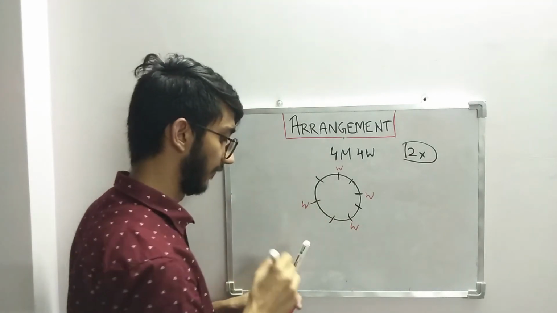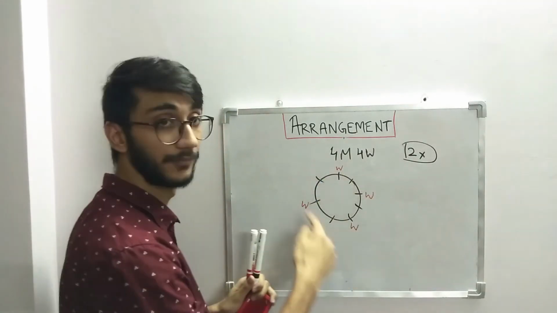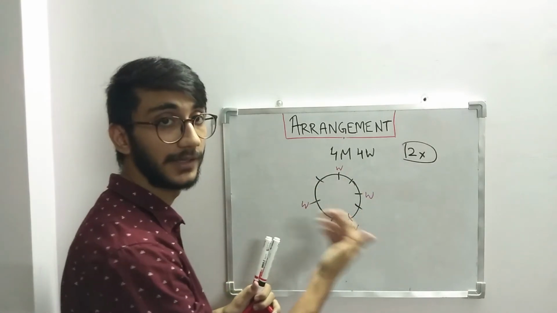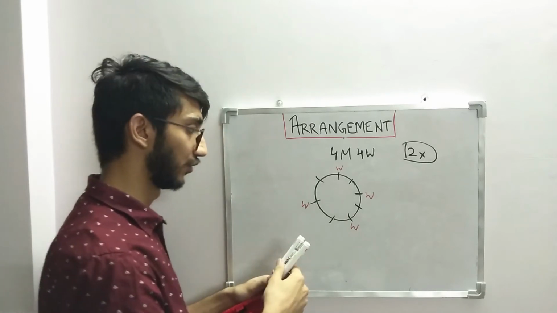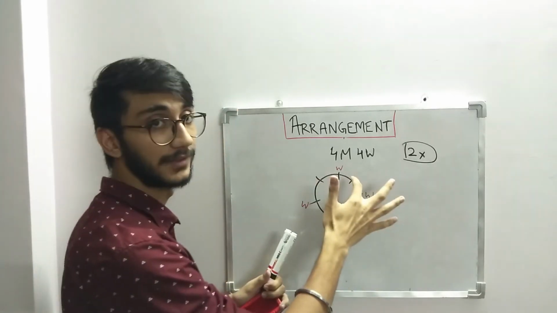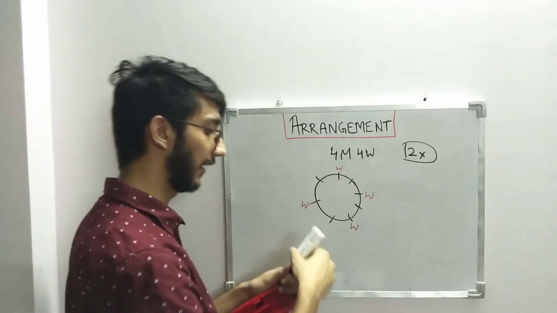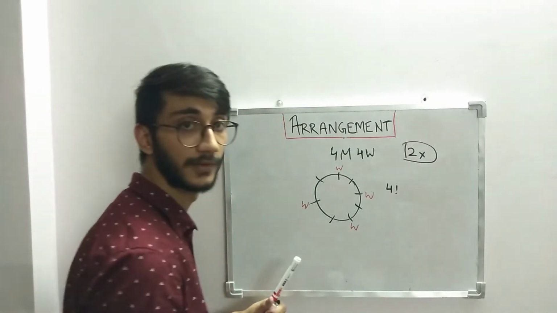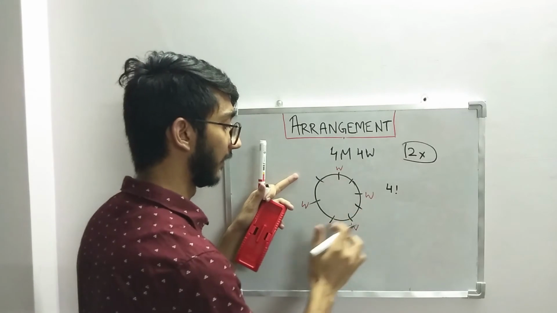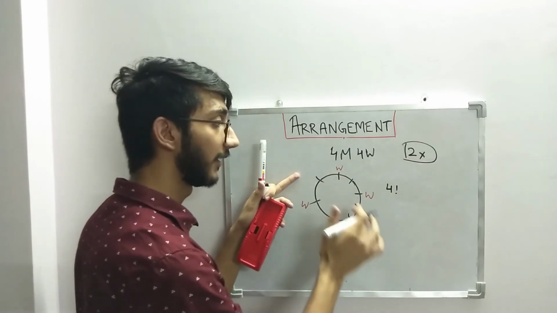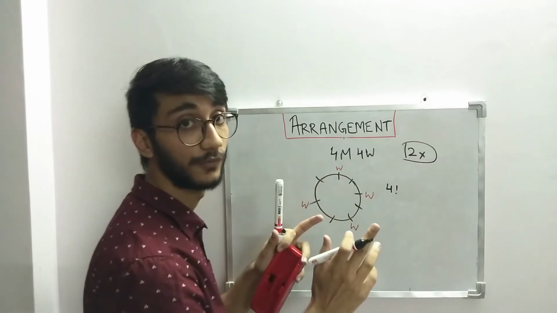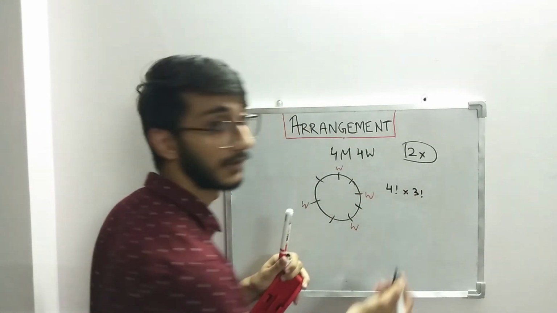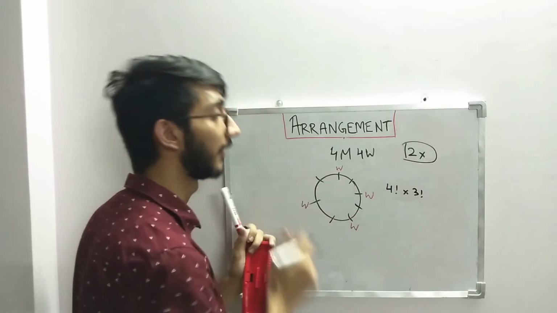So women can be seated as follows, and now in these 4 places men can be seated. So these 4 women can themselves be arranged in 4 factorial ways, and these 4 men can also be arranged not in 4 factorial ways, they can be arranged in 3 factorial ways, because it is a circular table.